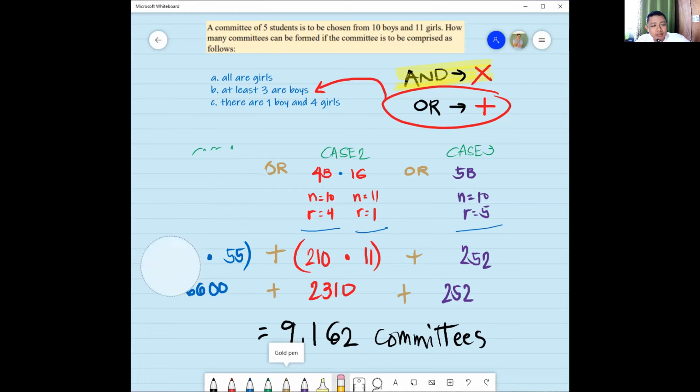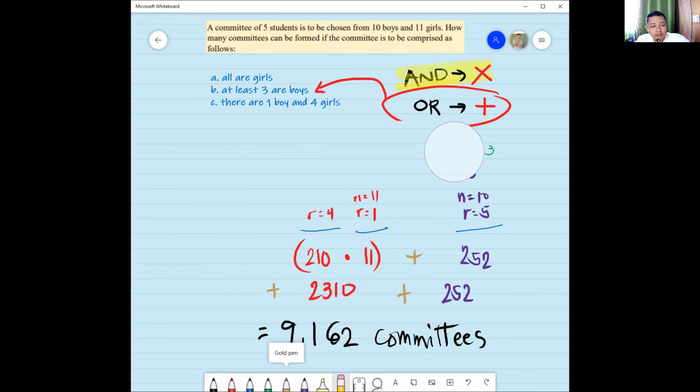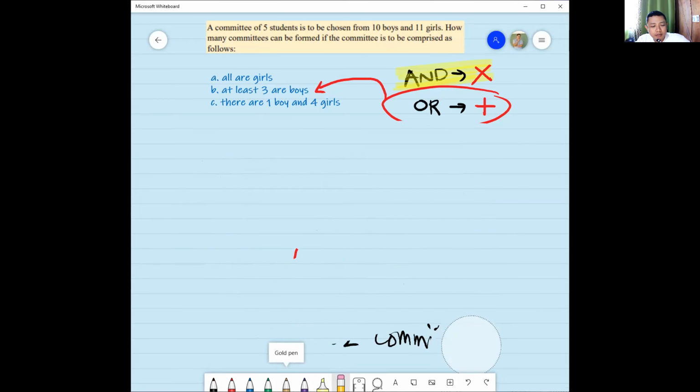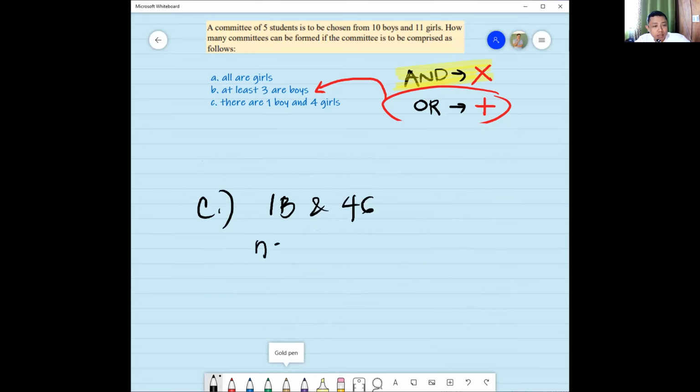I will now erase these cases. We're done with this. Letter C na tayo. For letter C, that's very simple. 1 boy and 4 girls. So this is N is equal to 10, R is equal to 1. And in here, N is equal to 11 and R is equal to 4. Go. Type the answer in the chat box.